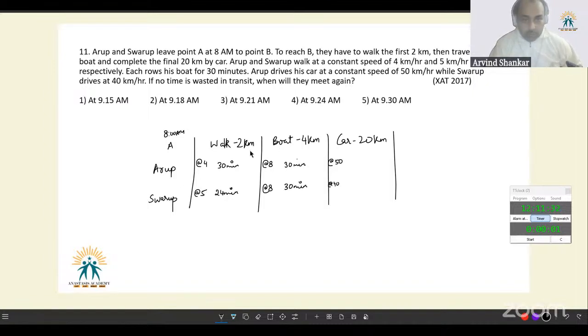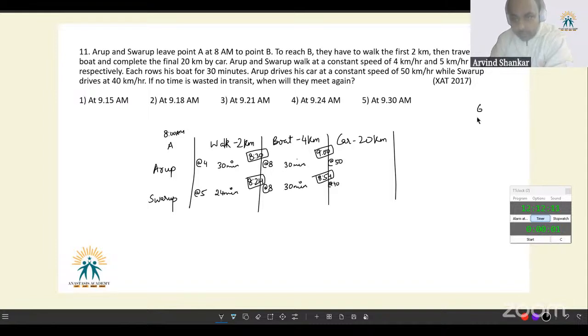So when Arup is transitioning from walking to boating, at that instant, the time is 8:30. But when Swaroop is transitioning, the time is 8:24. When Arup gets to the transition point of boat to car, the time is 9 o'clock. But when Swaroop transitions, the time is 8:54, which means for the first 6 minutes of Swaroop's journey, he was moving in a car and Arup hasn't even started his third part of the journey.